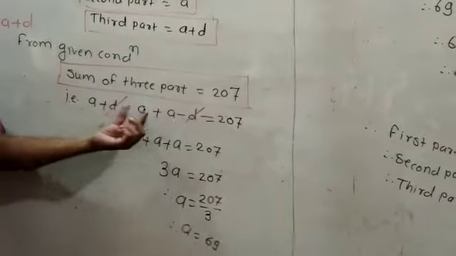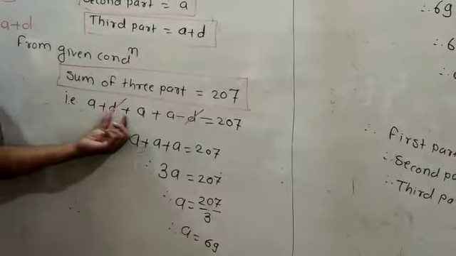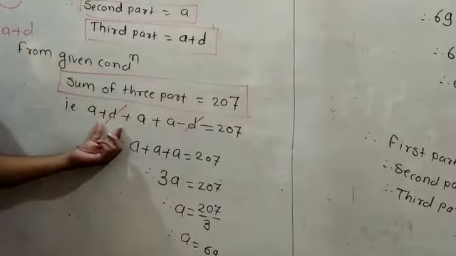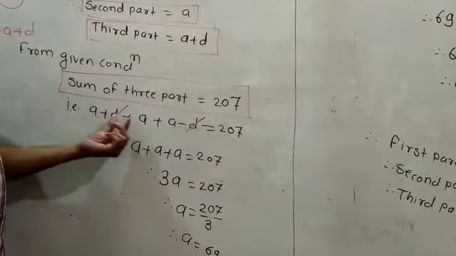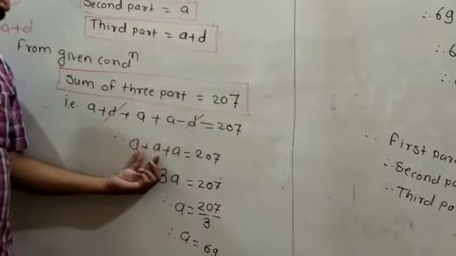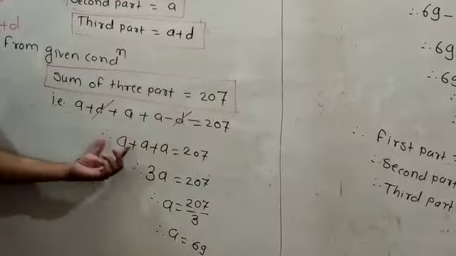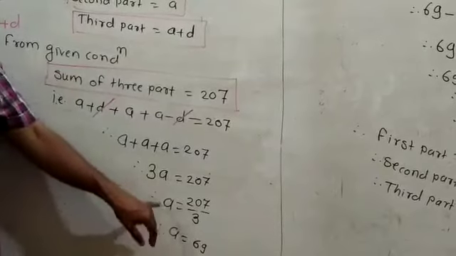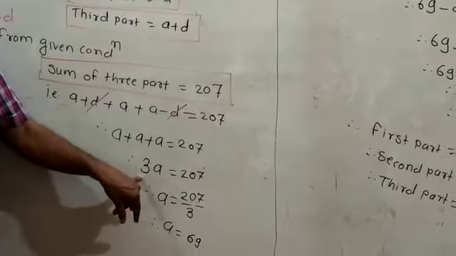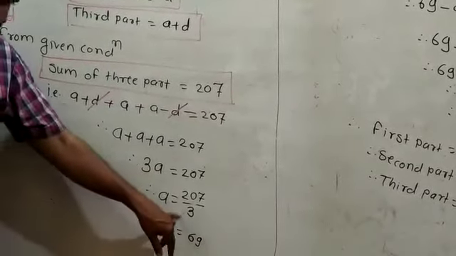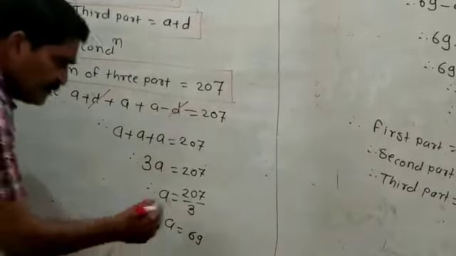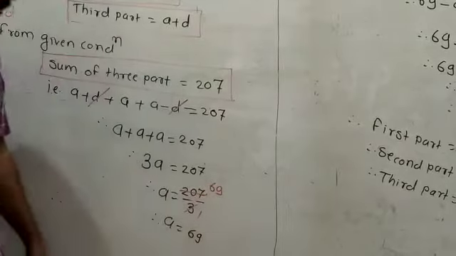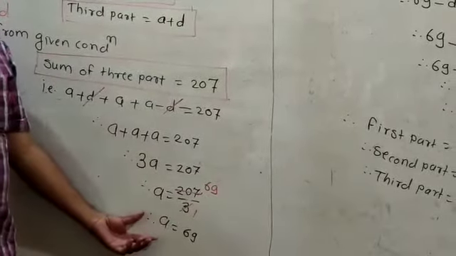Here this D is plus D and this one is minus D. You have to strike them out because like terms with opposite signs cancel. What remains? A plus A plus A is equal to 207. A plus A plus A is 3A is equal to 207. You have to find the value of A. Then you transpose this 3: multiplied by 3 becomes divided by 3. After dividing by 3, 3 1s are 3, 3 69s are 207. Then A is equal to 69.